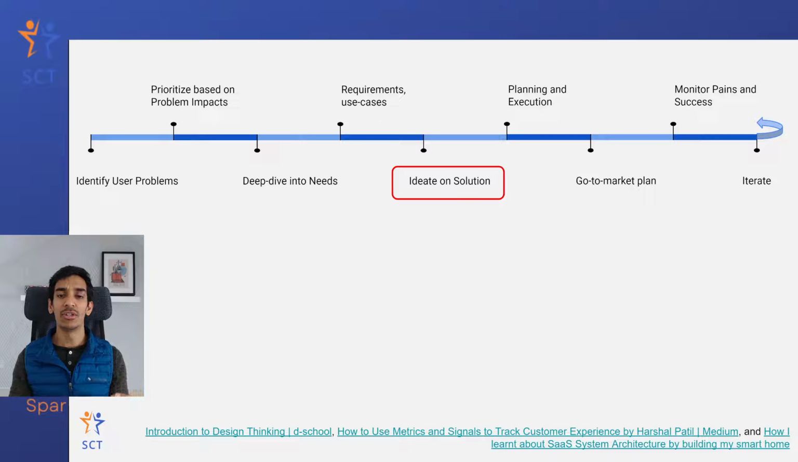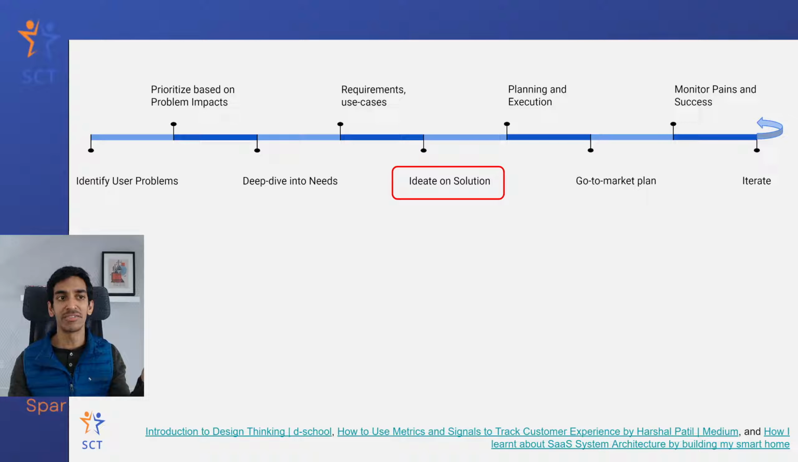What's the ideate on solution step for a product lifecycle? It's one of the steps in the 9 steps of a product manager's product lifecycle. This talks about working or workshopping with different teams to reach an idea or a solution that you think would solve the problem you have identified.